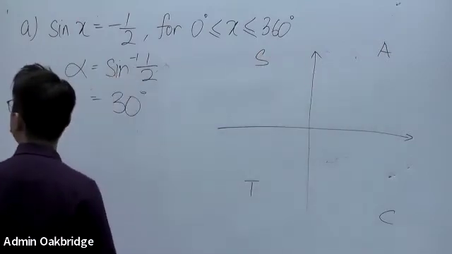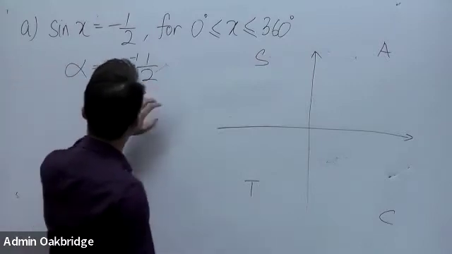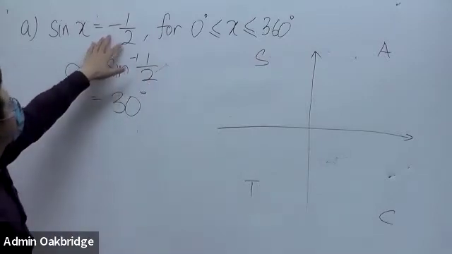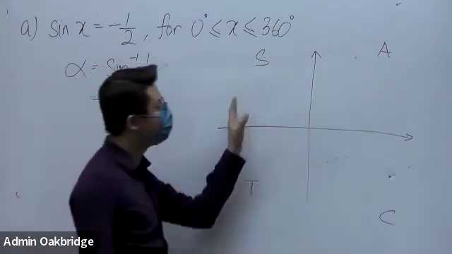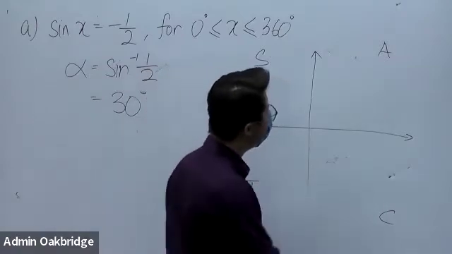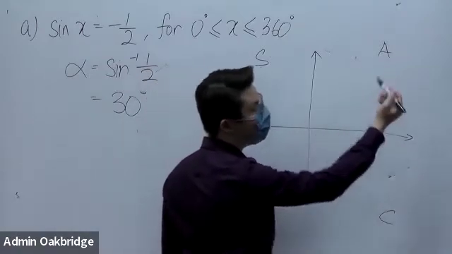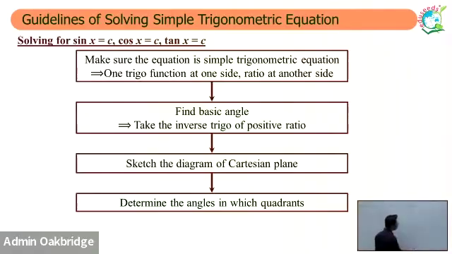Then you look at the ratio here. We have negative, so you want the sign to be negative. Which quadrant will have the negative sign? Of course, not the first quadrant, right? In the first quadrant all are positive. So the negative sign will be in the third quadrant and also the fourth quadrant. The second quadrant sign is positive, the rest is negative. So we want the sign negative here. What's the next step after that?